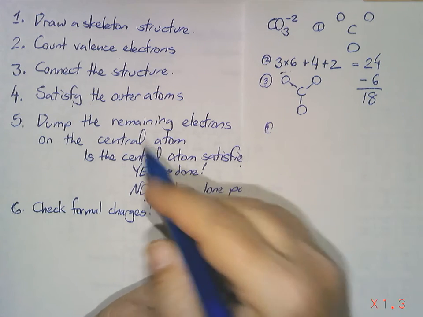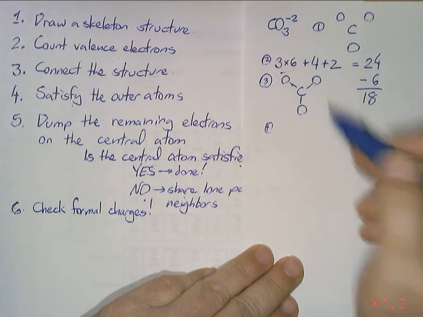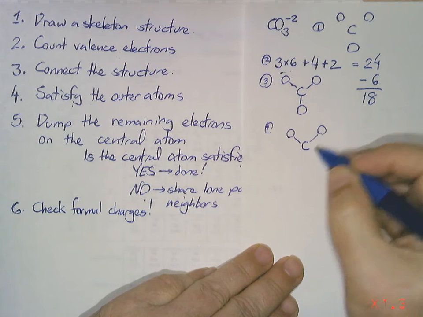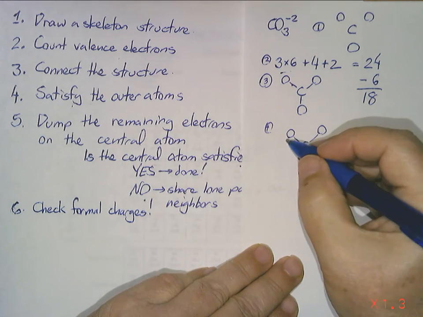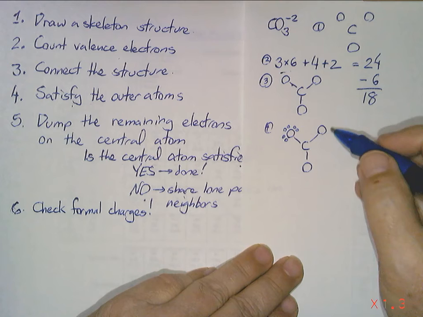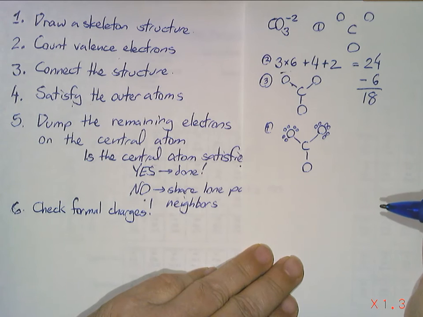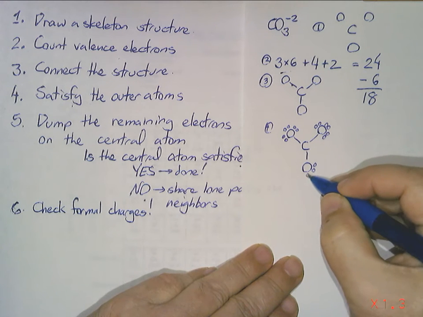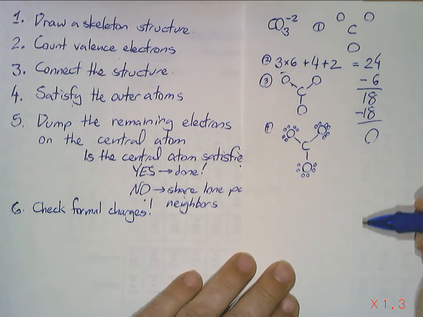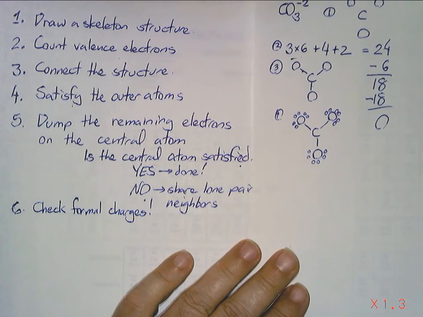Step 4, satisfy the outer atoms. Now each of those oxygens has got 2, so each of those oxygens wants 6 more. Let's see if we can give them 6 without running out. Okay, 1, 2, 3, 4, 5, 6. Now that one's done, it has 8. 7, 8, 9, 10, 11, 12. That one's done, it has 8. 13, 14, 15, 16, 17, 18. So I've used up 18 electrons, I got none left. This is my structure at the end of step 4. All of the outside atoms are satisfied.